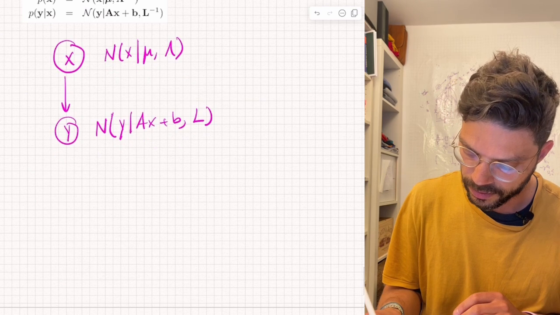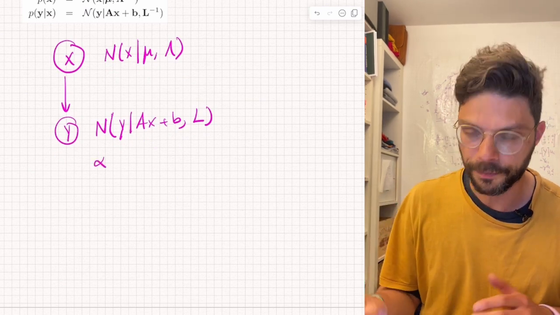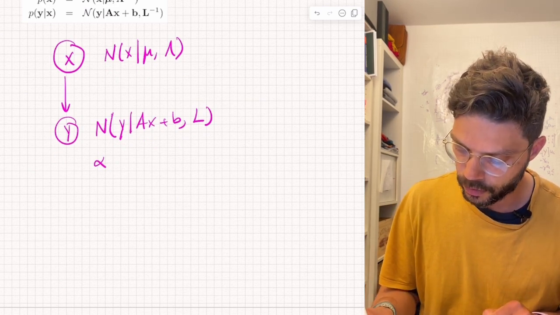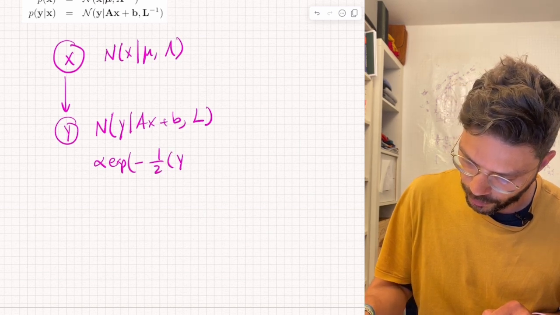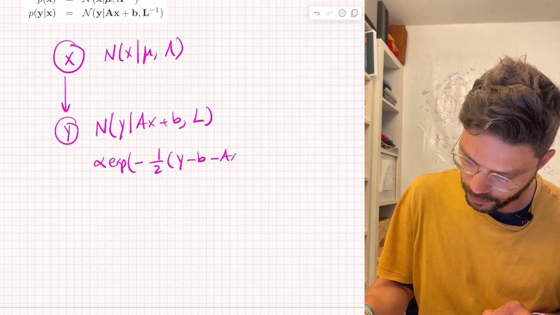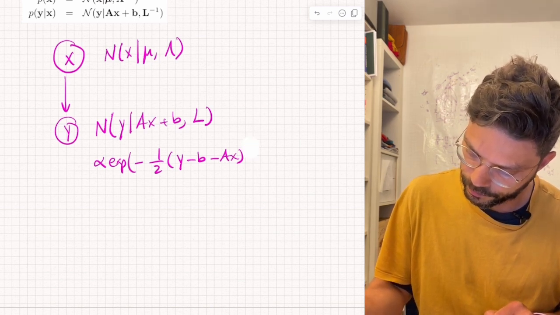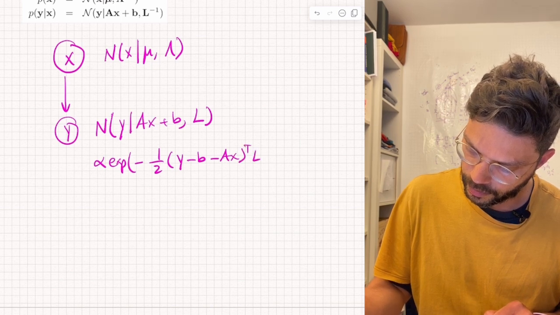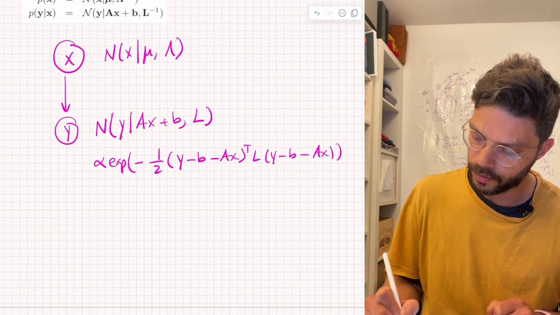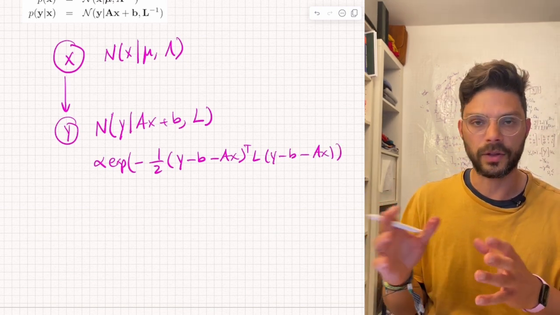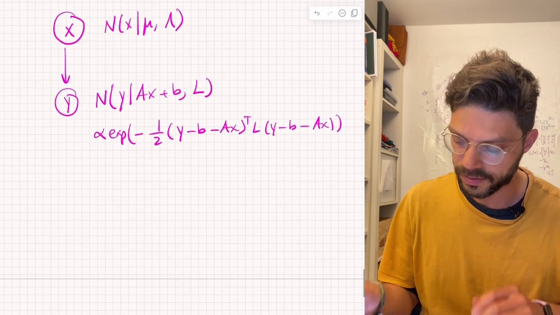up. So if we actually write this out, we'll see that this is proportional to, and we're going to ignore the normalizing constants and things, the exponential of minus y minus b minus ax transpose L y minus b minus ax. Okay, and so now we're just going to use the same trick we've been doing before. Look at the quadratic terms in x.